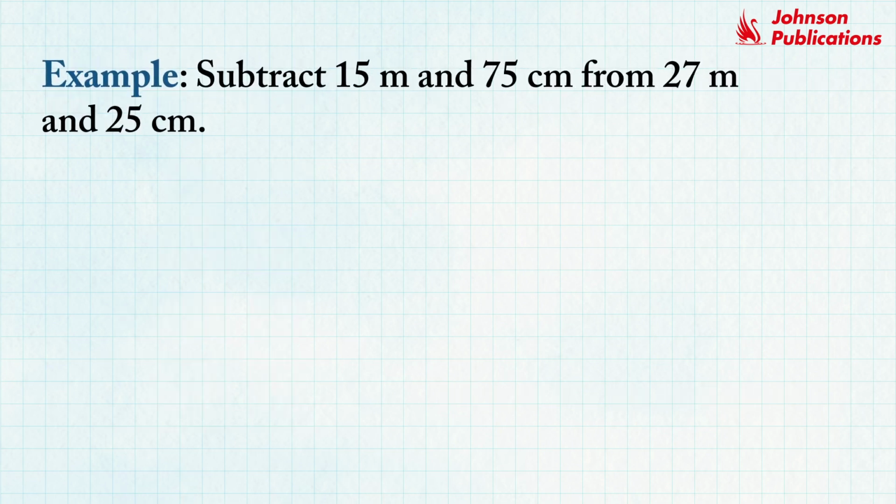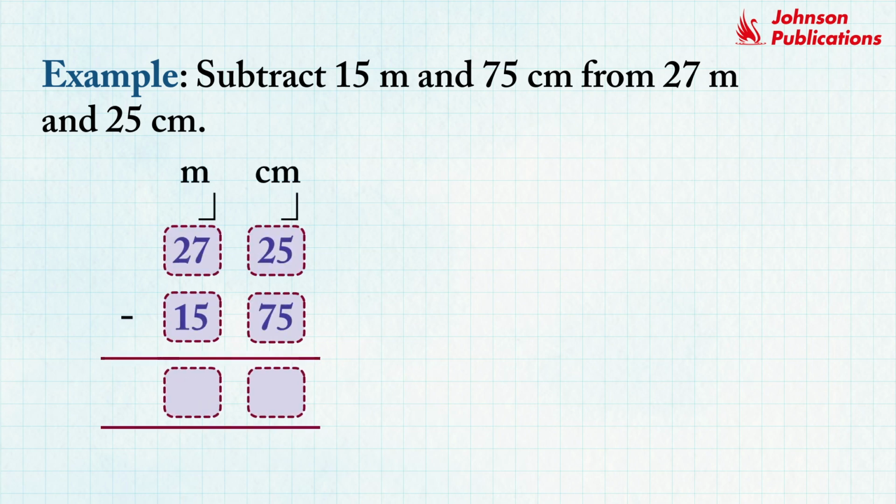Example: subtract 15 meter and 75 centimeter from 27 meter and 25 centimeter. First subtract the numbers in the centimeter column. 75 centimeter cannot be subtracted from 25 centimeter. So, borrow 1 meter from the meter column. Then, 125 minus 75 is equal to 50 centimeter.